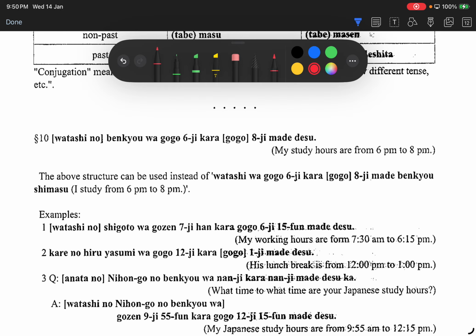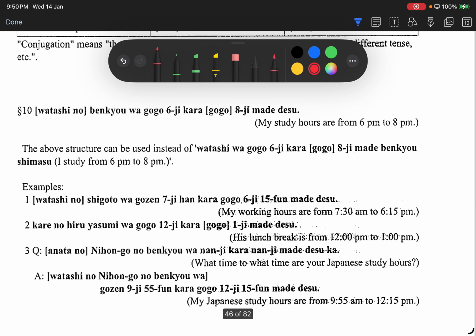私の勉強は午後6時から8時までです. Right, so this one is the same as what we have learned now. からまで. But I want you to understand. Look at the second sentence. The above structure can be used instead of 私は午後6時から8時まで勉強します。Okay, so 勉強します means to study, right? Yes. However, in this case, I'm saying 私の勉強. The します just disappears. So, okay, for this verb, right?